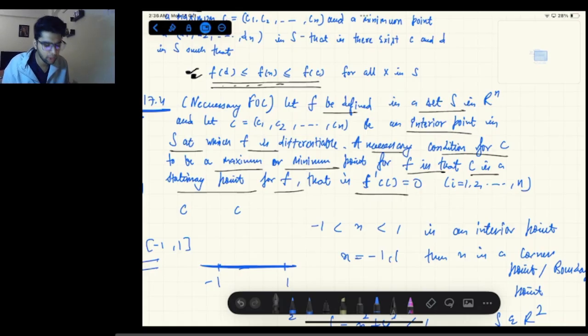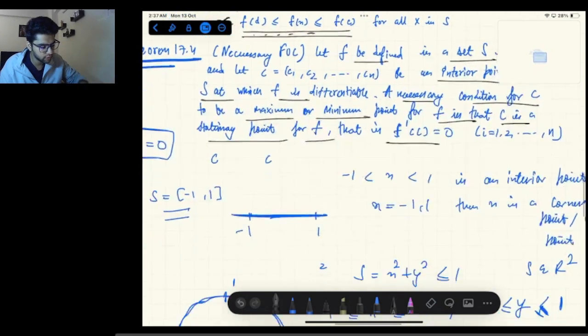So if we have any point which is lying in a set S in Rn, and C is an interior point in S at which f is differentiable, and that C turns out to be a stationary point, then we can write it aside and say it can be a maximum or a minimum. Then we would have to check if there are other stationary points also. Then we would have to check at the boundary point also, right?